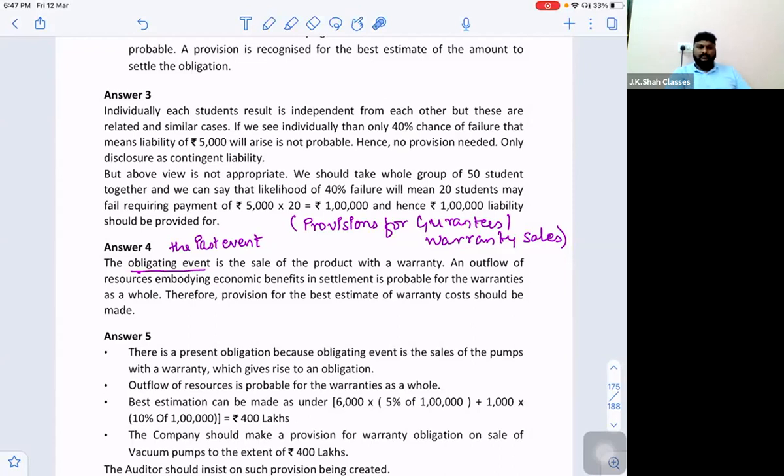Sir, if the question did not mention the guarantee, what would be the answer? Then it would be a different type of question. Exactly, because the main logic of the question is that we have given a guarantee of 5,000 rupees if the student fails. If I have not given any such guarantee, then how is there a contingency, or how can I create a provision? Yes, sir. Right.